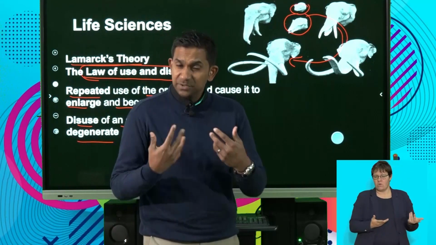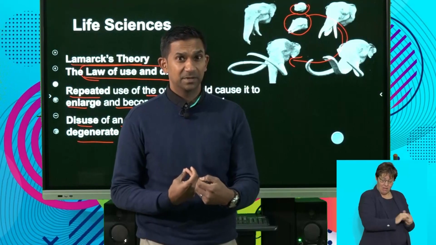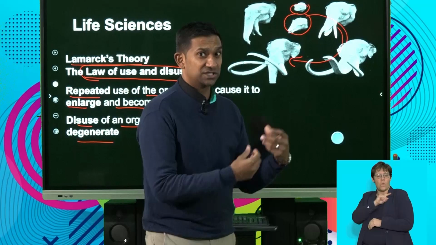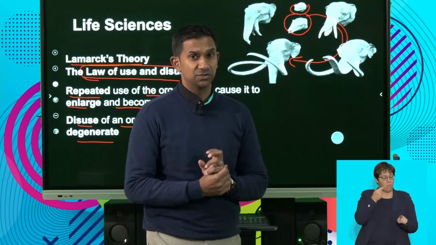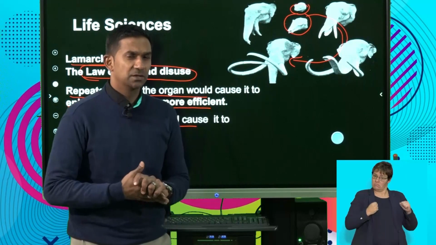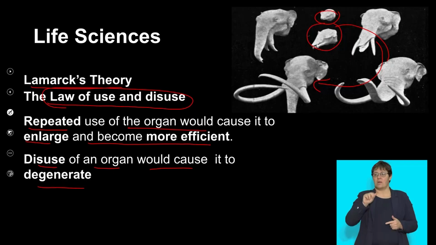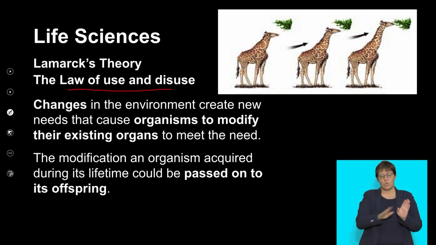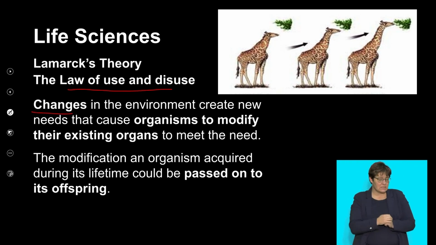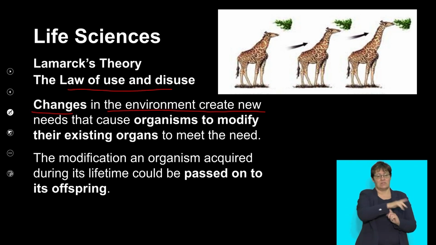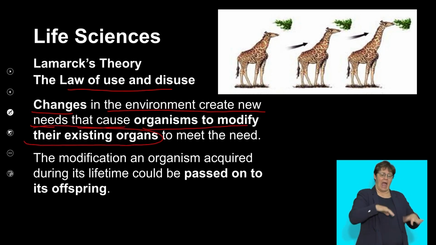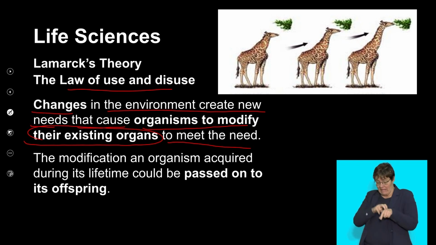So the things that happen to you during a lifetime may not necessarily happen to the next generation purely because they are born as an offspring to you. And that is what Lamarck was pointing to. So let's try and unpack that. So the law of use and disuse essentially points to changes in the environment create needs that cause organisms to modify their existing organs to meet the need.